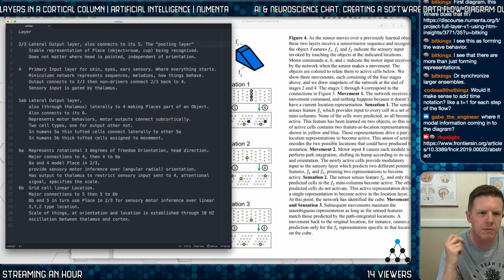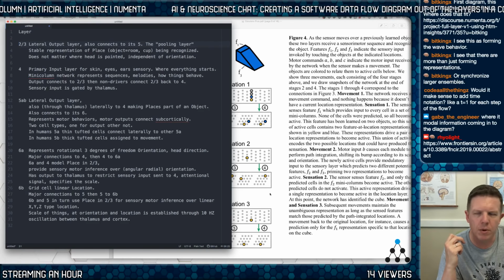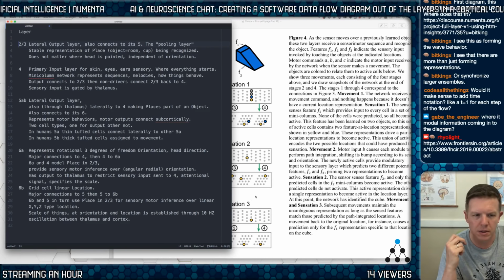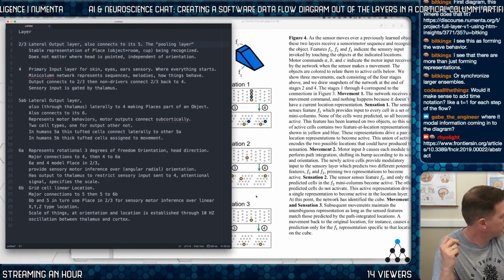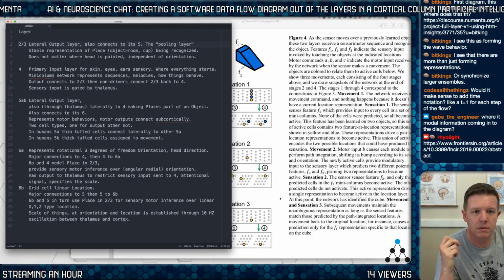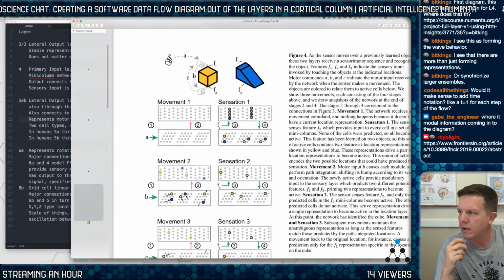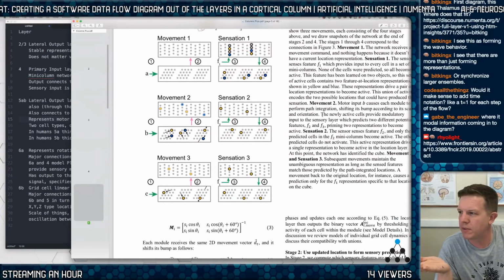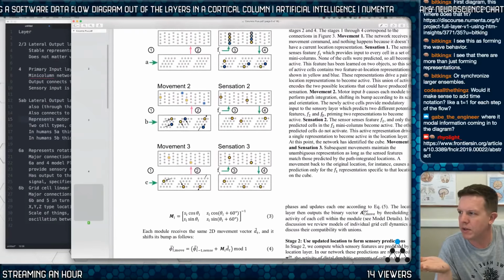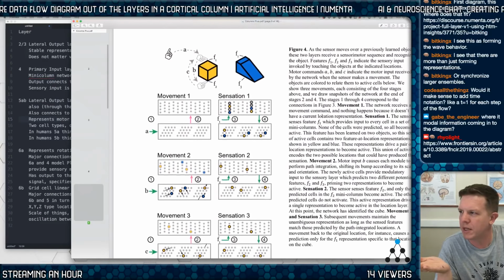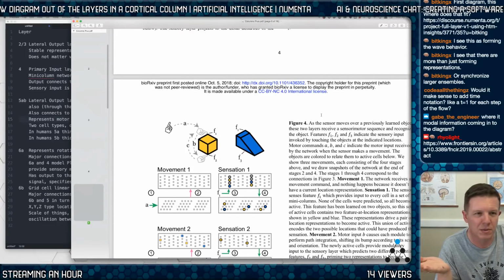Where is modal information coming into the diagram? What do you mean modal information exactly? Model information? I'm a little confused. So this has reference to movement as an input, and I for the life of me can't relate this to what I'm drawing here.